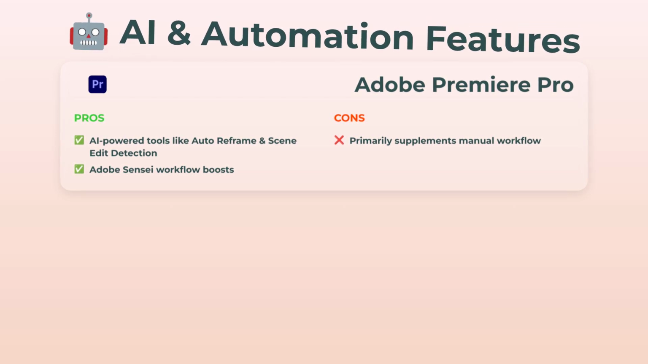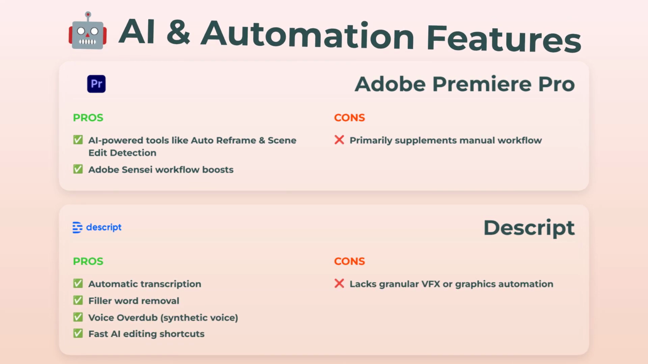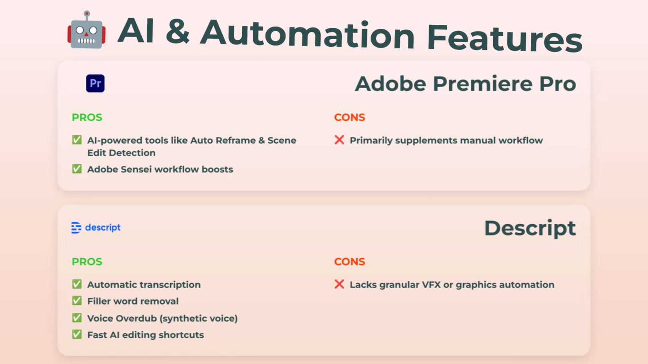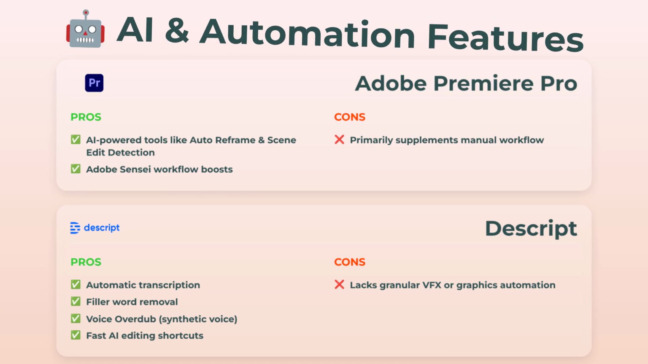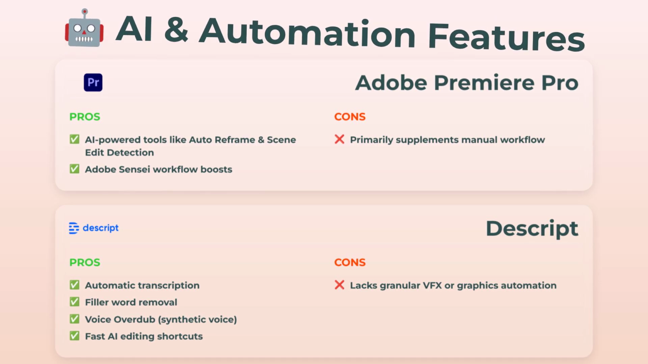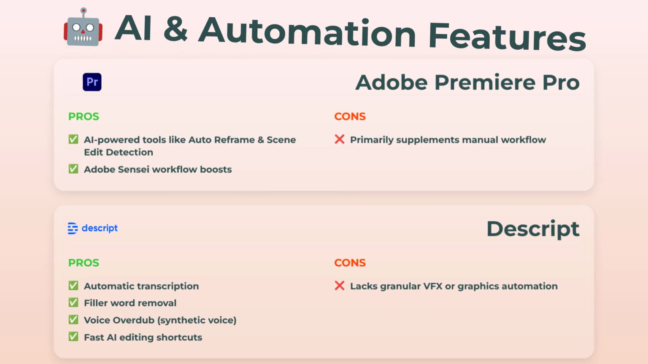Descript? Oh, and here's something cool. Instant transcription, removing those ums and uhs. And overdub that literally replaces your spoken words using your own voice. The AI editing shortcuts are just fast. Downside, you don't get those nitty-gritty VFX automations. But for most creators, you probably don't need that anyway. So yeah, Descript takes this one too.